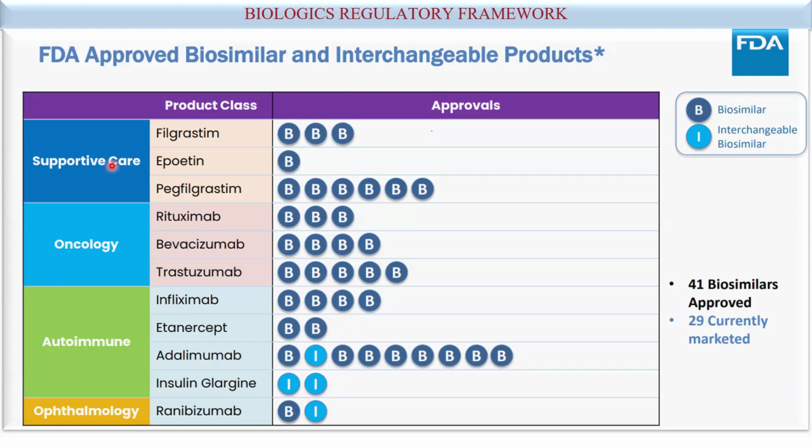So we can talk about supportive care medicines, oncology products, autoimmune products, and ophthalmology products. If you see, there are 41 biosimilars, and around 29 products are marketed. In that, insulin glargine has interchangeable biosimilars held by 2 organizations, adalimumab has one organization holding an interchangeable biosimilar, and ranibizumab also has an interchangeable biosimilar. So this is an overview of biosimilars. You see only 3 products in the market, and among the 3, only 4 organizations have interchangeable approved products with the US authority.